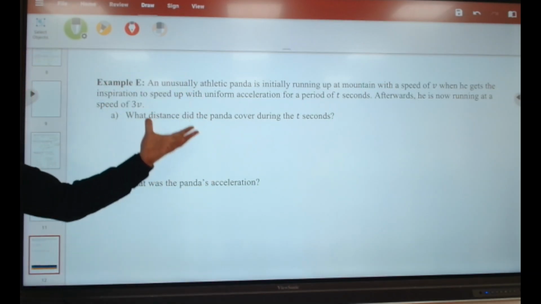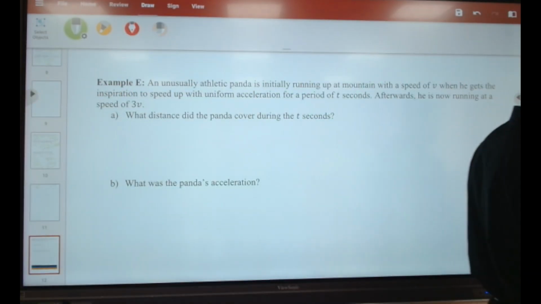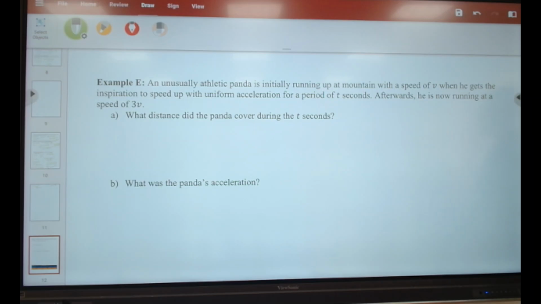It is athletic. Pandas are not, they are very lazy otherwise. They are cute, but they are very dangerous.